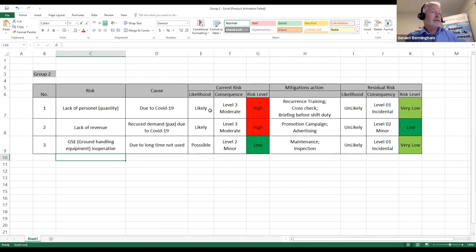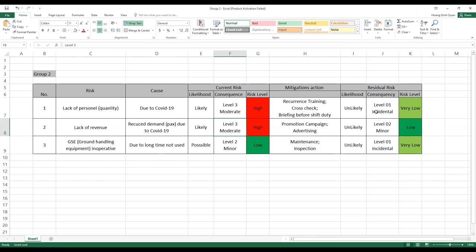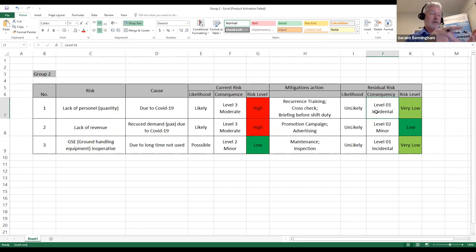The reason I ask is that you've rated the consequence as moderate, and then the residual consequence as incidental. But if a lack of personnel is causing a safety issue, then the consequence doesn't change, but the likelihood does. If it was a mistake causing damage to aircraft, for example, the consequence is always damage to aircraft, but the likelihood of that happening has changed. So you've changed one, but not the other. Maybe.